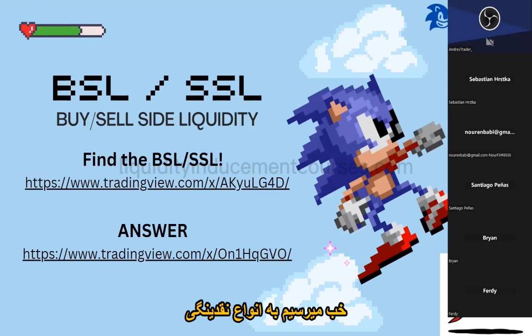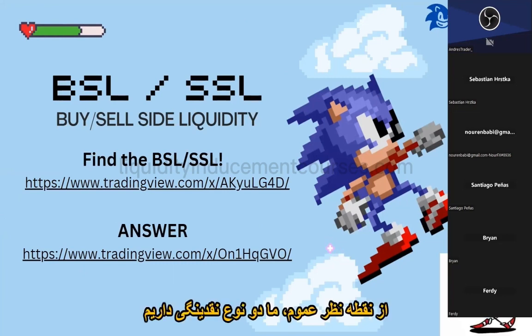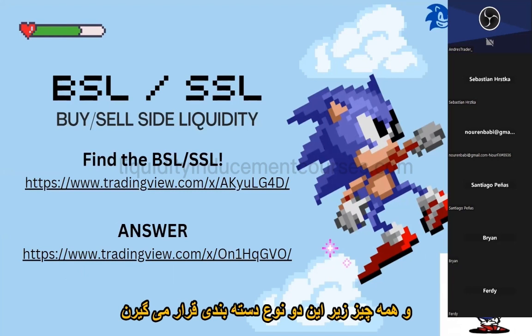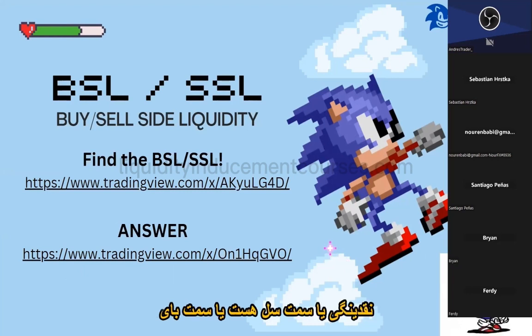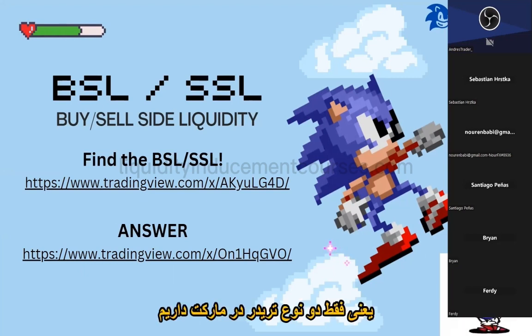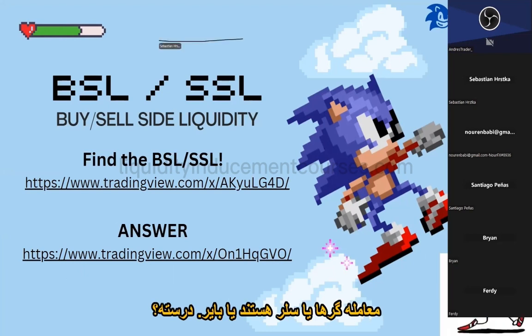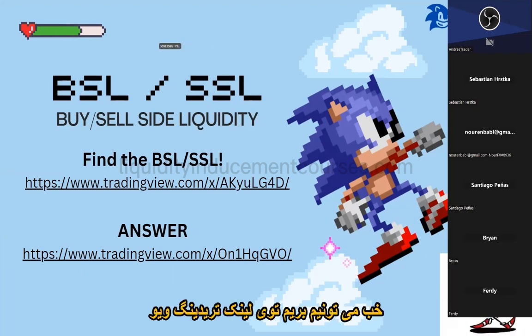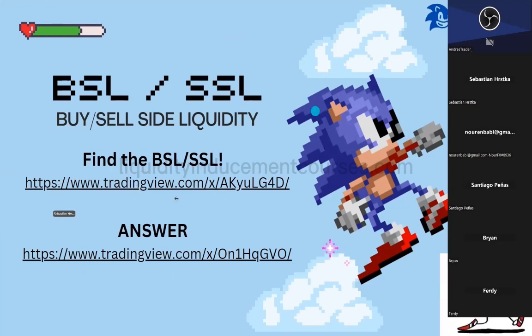And I'll get to liquidity types. So from the most general perspective, we only have 2 major liquidity types, and then everything falls under them. It's going to be either buy side or sell side liquidity. And what does it mean? It's just that there are only 2 types of traders in the market. It's going to either be sellers or buyers, right? So we can go to the trading view.